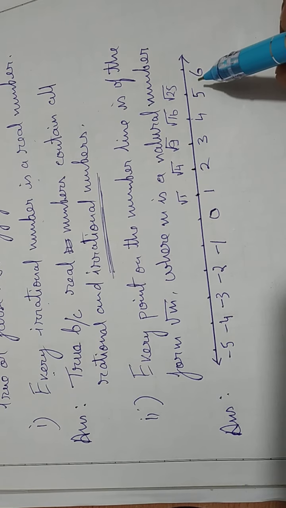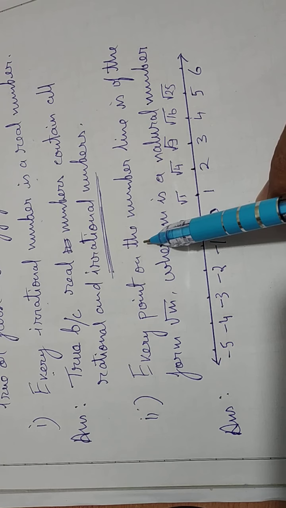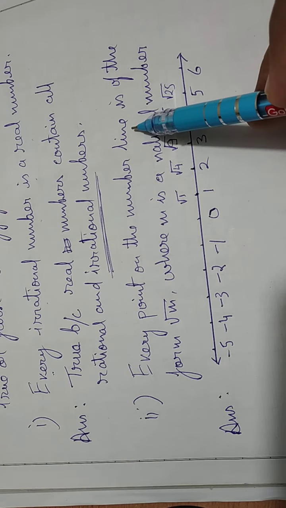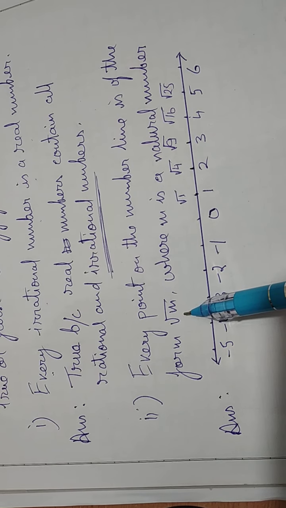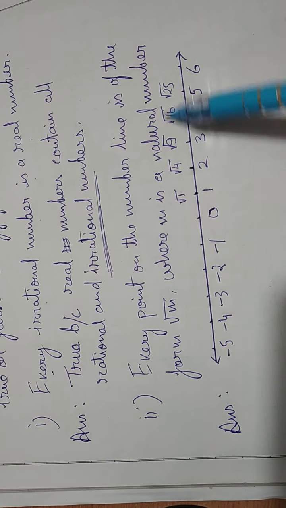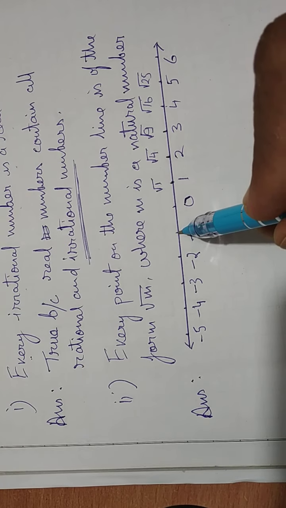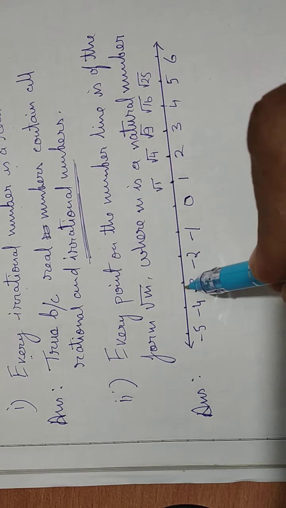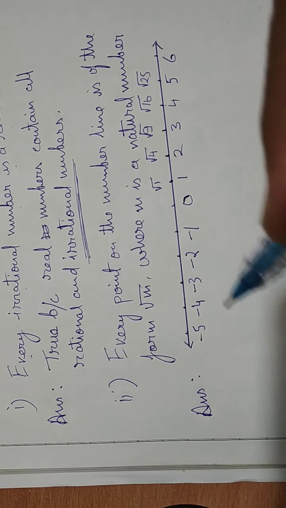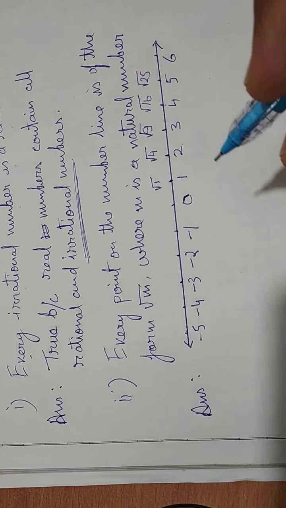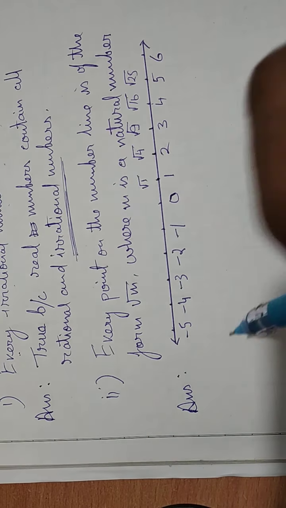So on the right hand side, the points on the number line can be expressed in the form root m, where m is a natural number. But on the left hand side we have negative integers, and because these negative integers cannot be the root of any natural number, this statement is false.